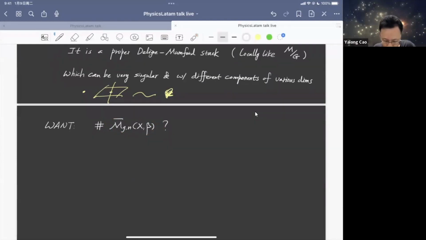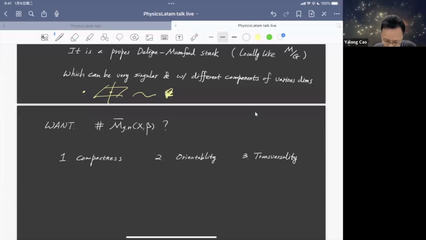But in general, if you want to count something, typically you need to deal with three issues. The first is about compactness. The second is about orientability. And the third is about transversality. I will explain these one by one.